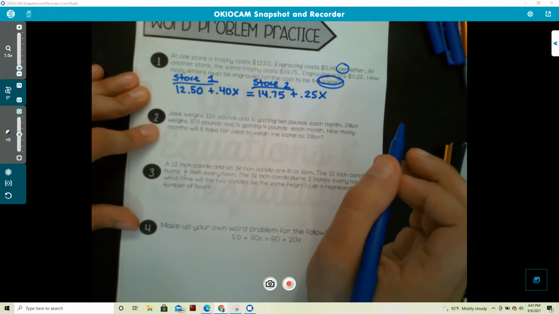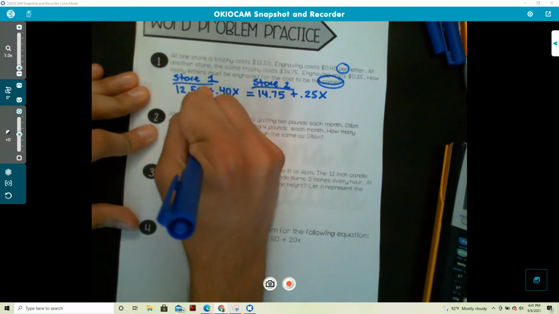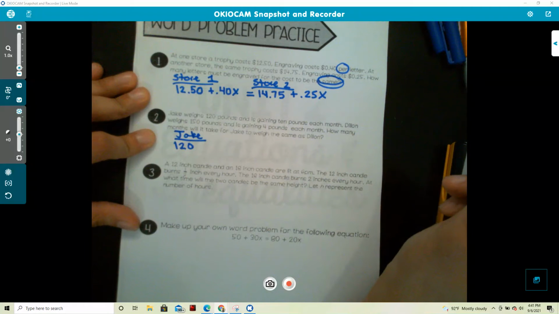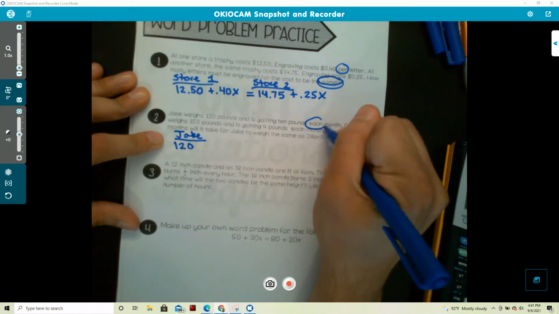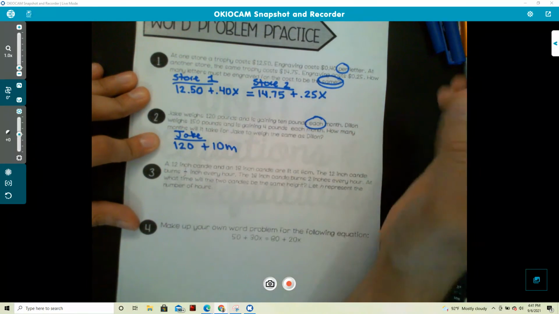All right, so Jake weighs 120 pounds. So let's go ahead and write in Jake. He weighs 120 pounds and is gaining 10 pounds each month. There's our variable word, each month. So I'm going to put plus 10M for months.